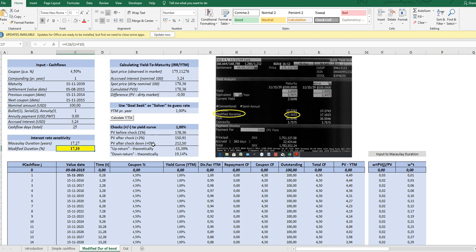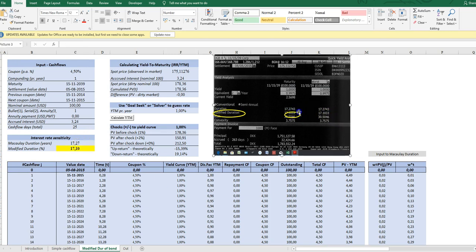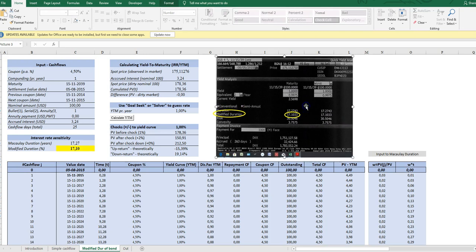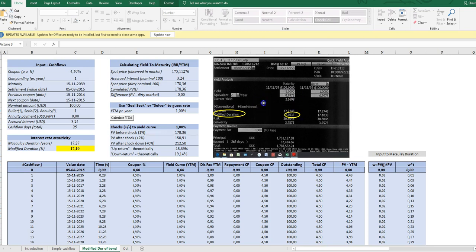Modified duration, again, scale it by 1 over 1 plus the yield to maturity implied in the bond price. So we take Macaulay duration divided by 1 plus the YTM at 1%. So let's see. The Bloomberg calculation gives us 17.27 and 17.10. So it should be correct.